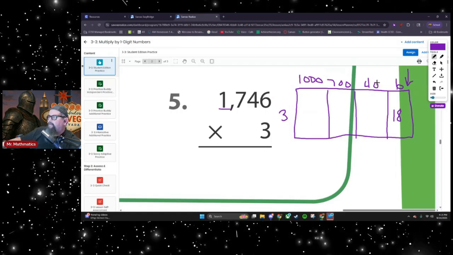3 times 6, 18. 3 times 40, I'm going to annex my 0. 3 times 4, 12. 3 times 700, I'm going to annex my 2 zeros, leaving me 3 times 7 is 21. And 3 times 1,000, well, that one's really simple, 3,000. Just like before, I'm going to now come over here.